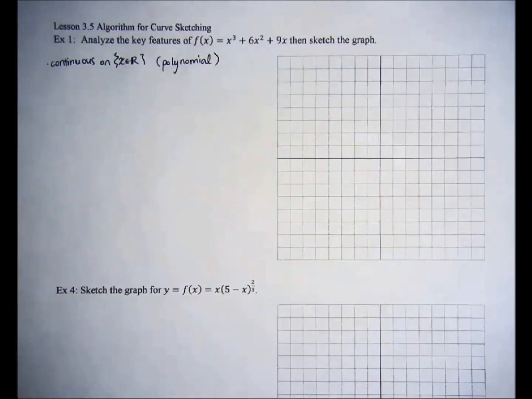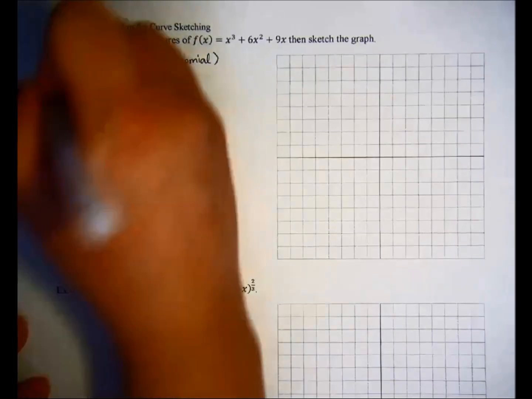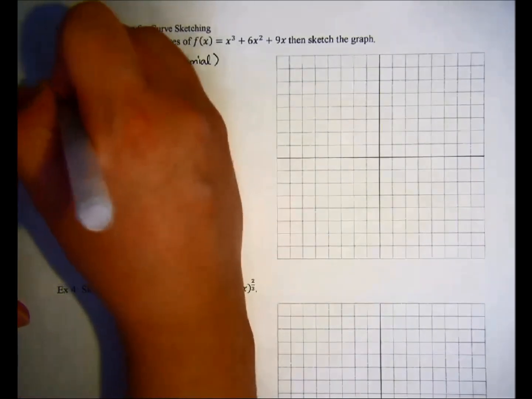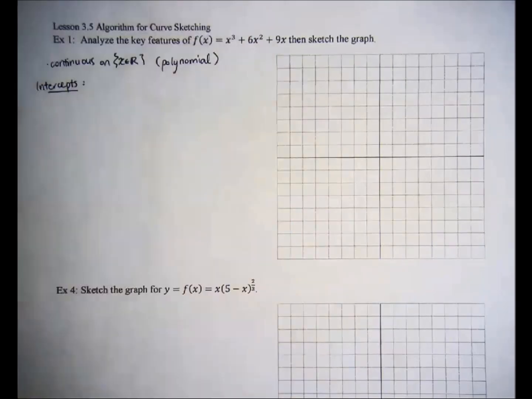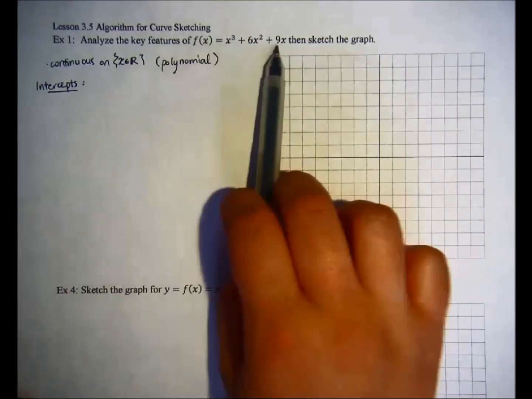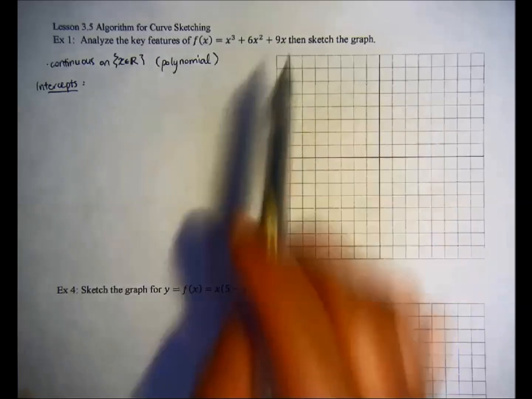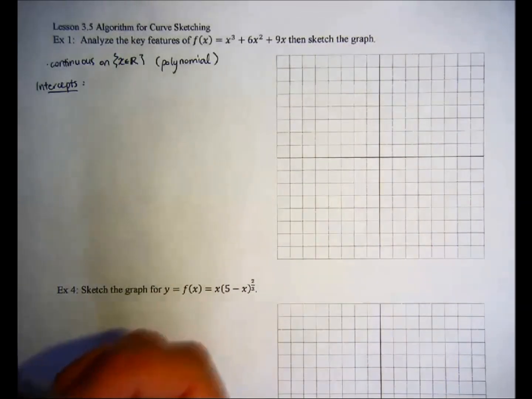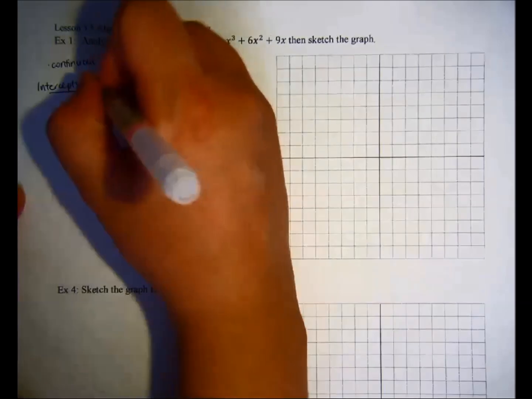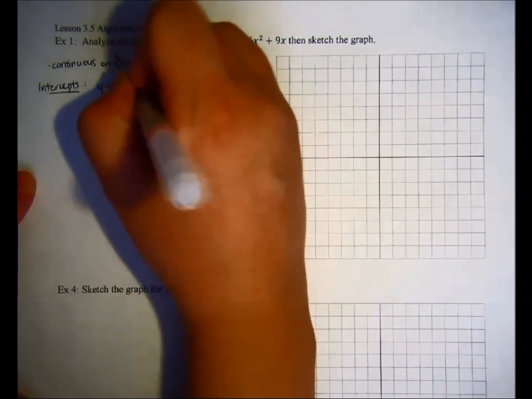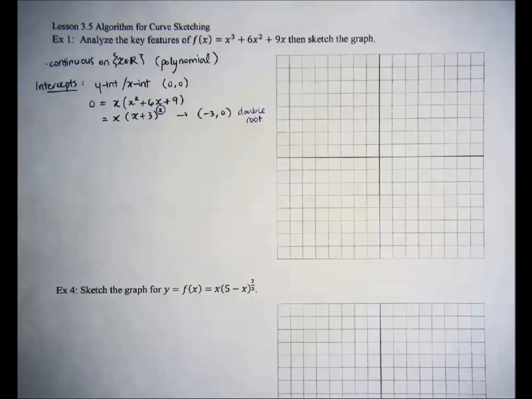So that's the first thing we notice. And then the next thing we should do is to figure out any intercepts. Okay, just looking at the last term here, we don't have a constant term, so we know that automatically the y-intercept is going to be 0. And if the y-intercept, so let's start by plotting some of these points.